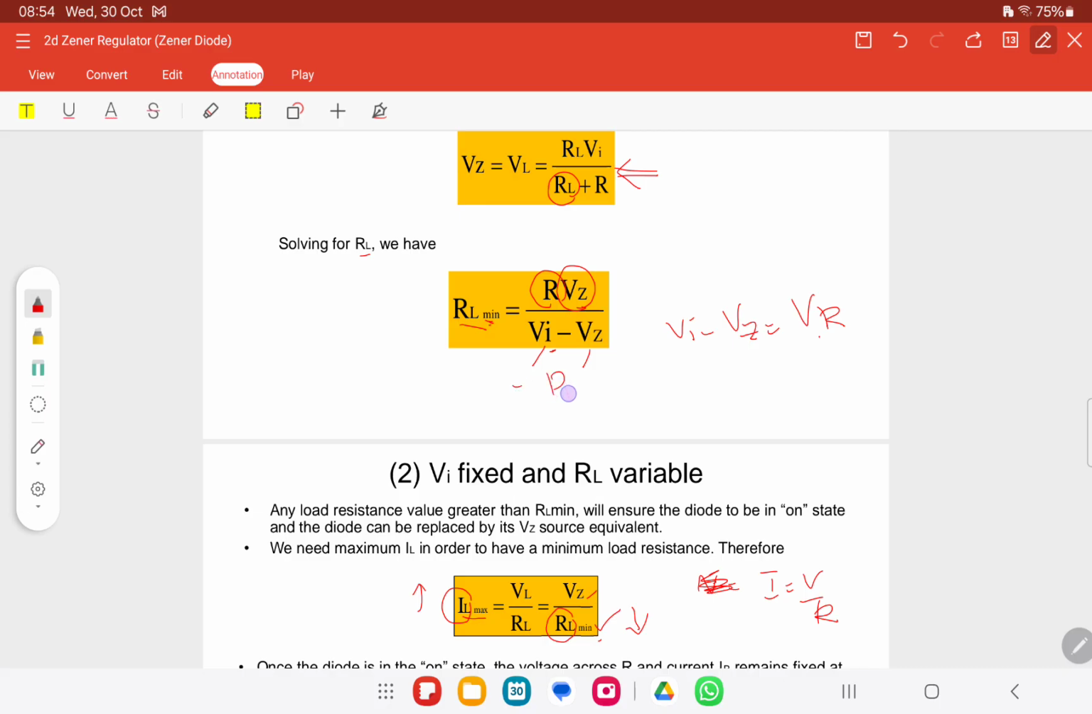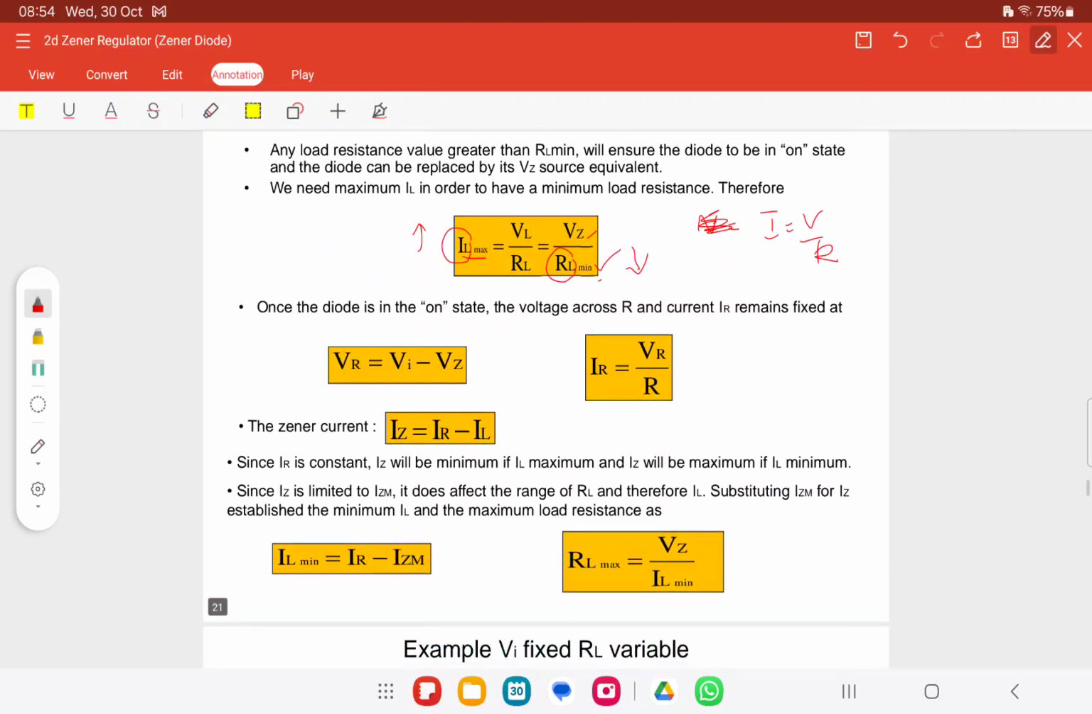You can also do it the other way, R, VZ over VR. It's the same. Okay, so now we have IL max. Now we want to find VR equals VI over R. Even though the formula is in boxes, you don't need to memorize it, because this is basic. And we can find IR, simple like before, VR over R. Now we have IL and IR, so now we can get the IZ.